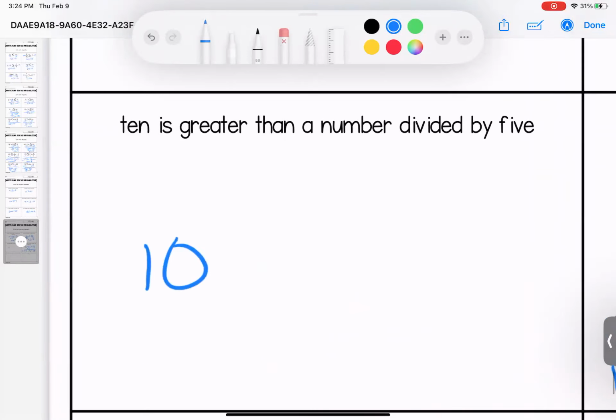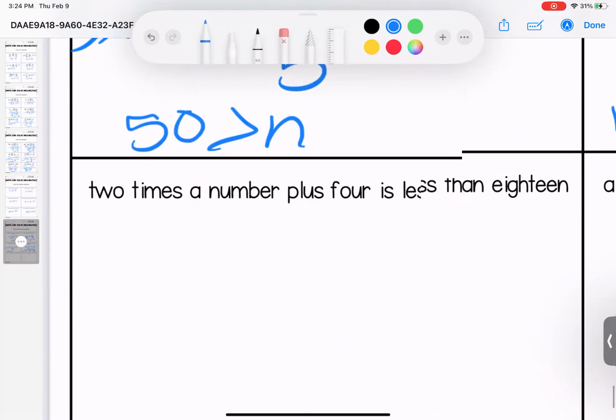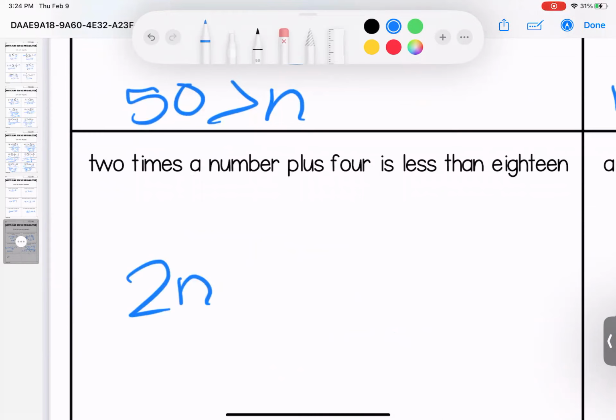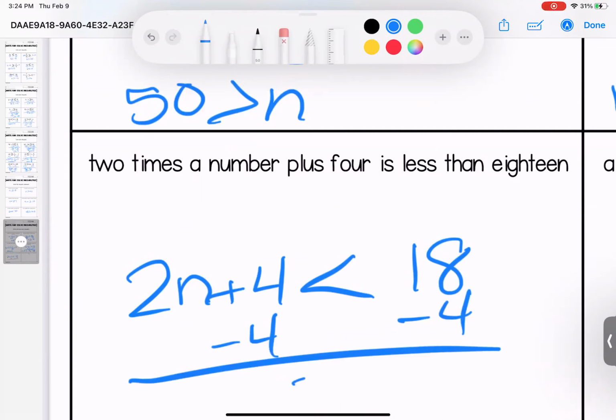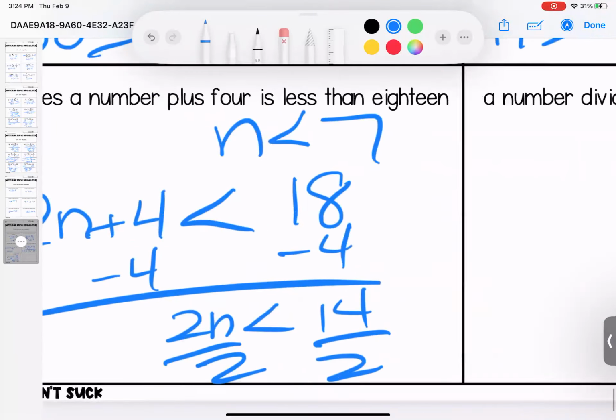10 is greater than a number divided by 5. Multiply both sides by 5. 50 is greater than n. 2 times a number plus 4 is less than 18. Minus 4. 2n is less than 14. Divide by 2. n is less than 7.